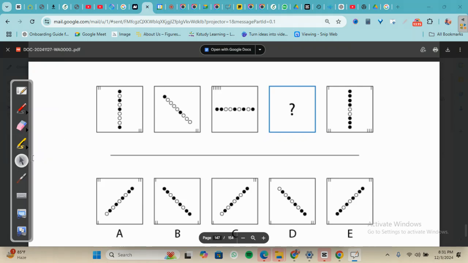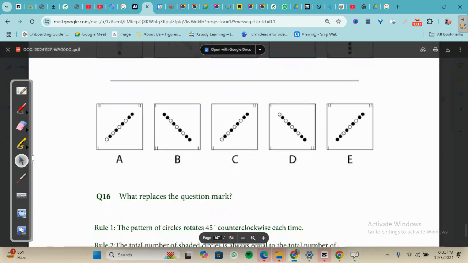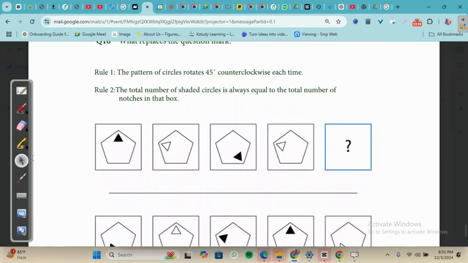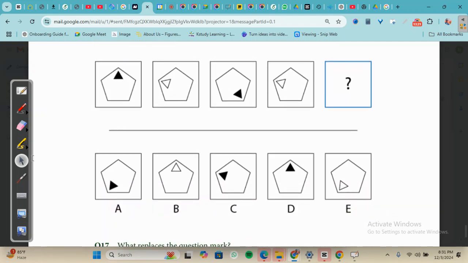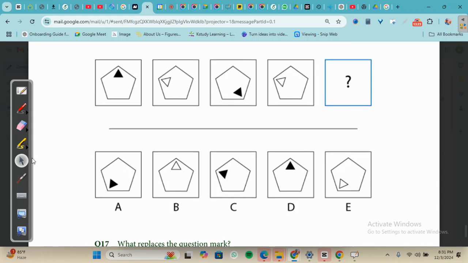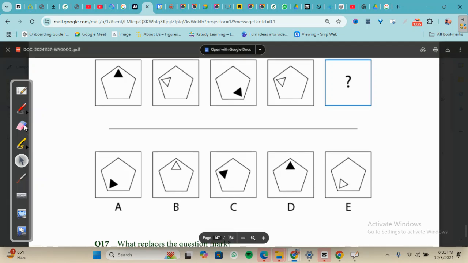Okay, good. Now let's quickly move straight to the next question. Now we have this. Guys, please don't check the answer. Let's just try to solve it together.